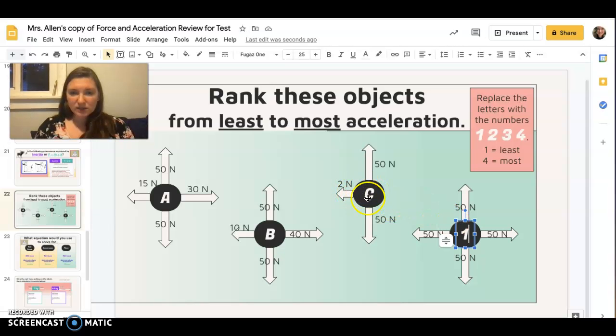This one is going to have 2 newtons of acceleration in that direction. So it could be slowing. It could have a forward motion here that we can't see, but there will be a force of acceleration there. So that's going to be 2.